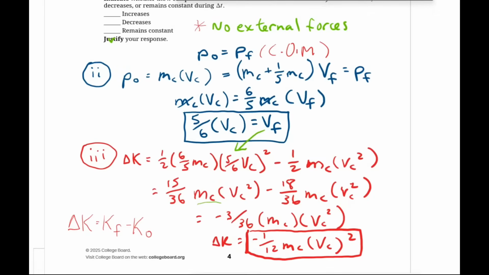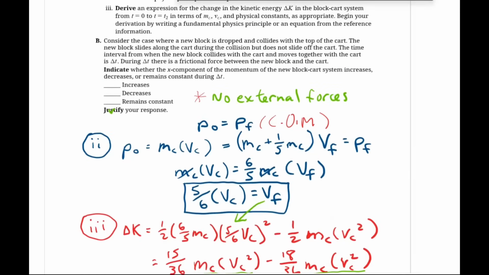As you see, this one has an MC VC squared, and this one does as well, which works out nicely. And then negative 3/36 simplifies to negative 1/12. And then our final answer is negative 1/12 MC VC squared. Now, there is a little loss of kinetic energy because energy is not conserved because there is an inelastic collision, although momentum is conserved.